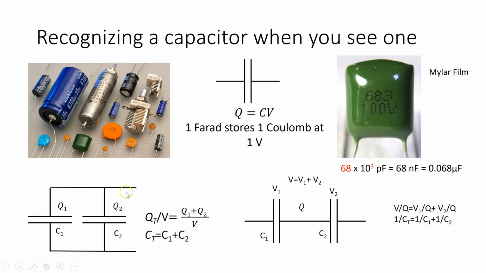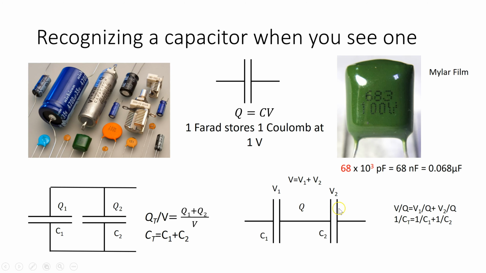So two capacitors in parallel with a voltage V applied across both of them. The charge on each capacitor, of course, depends on the capacitance according to this formula. The total charge is just the sum of the charges on the two capacitances. So Q total is Q1 plus Q2. We divide by V. Q total over V is Q1 over V plus Q2 over V, i.e. the total capacitance, Q total over V, is C1 plus C2.